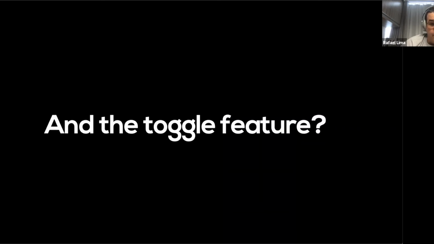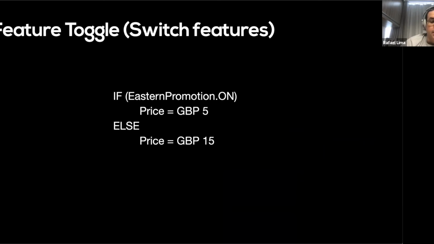We also do feature toggle, which is basically an if-else. You can say if an Easter promotion is on, the price is 5 GBP. If not, the price is 15 GBP. And it doesn't need to be true or false, on and off. You can have different levels. You can have maybes. You can have whatever makes sense. So you can have different levels of states in your feature toggle to map different business cases.